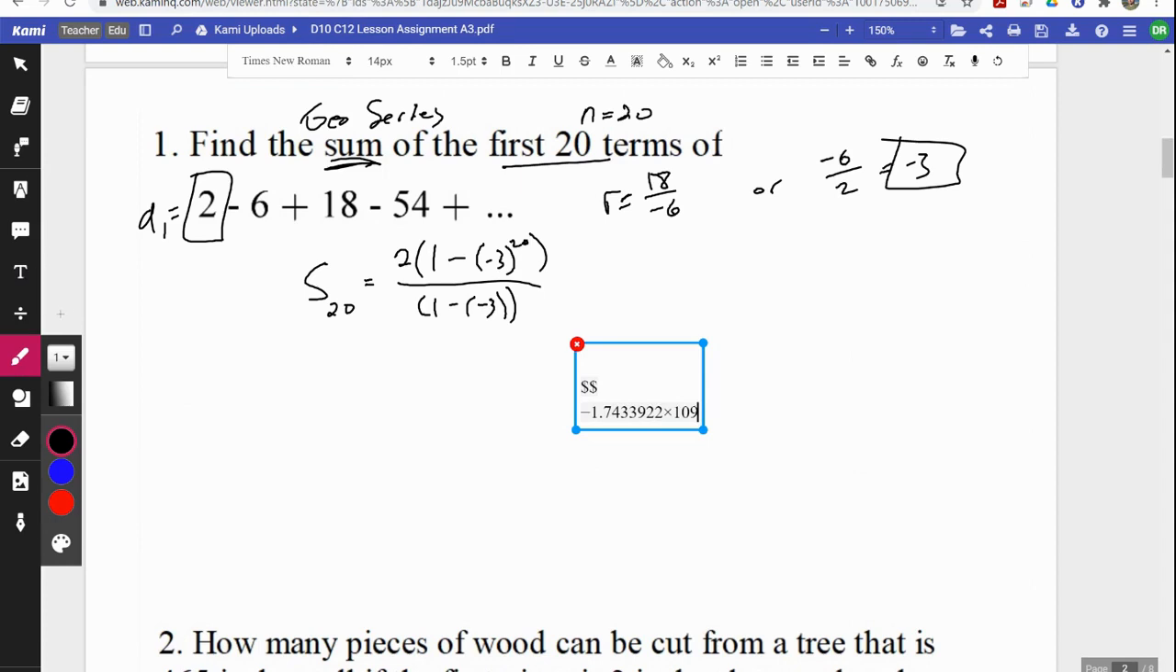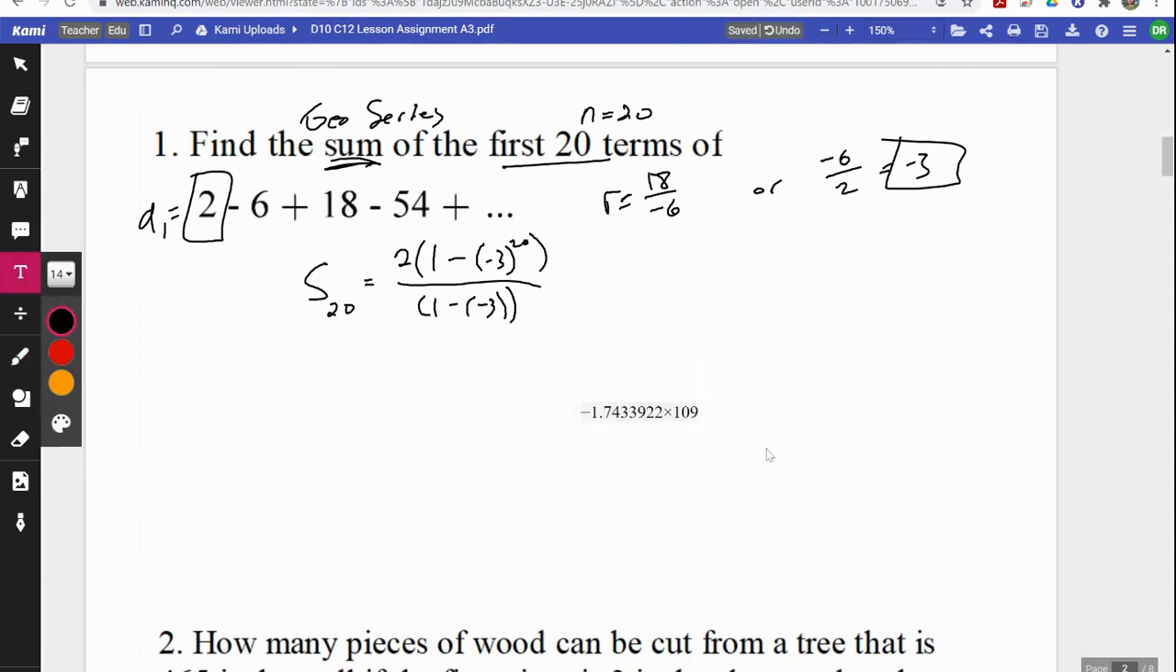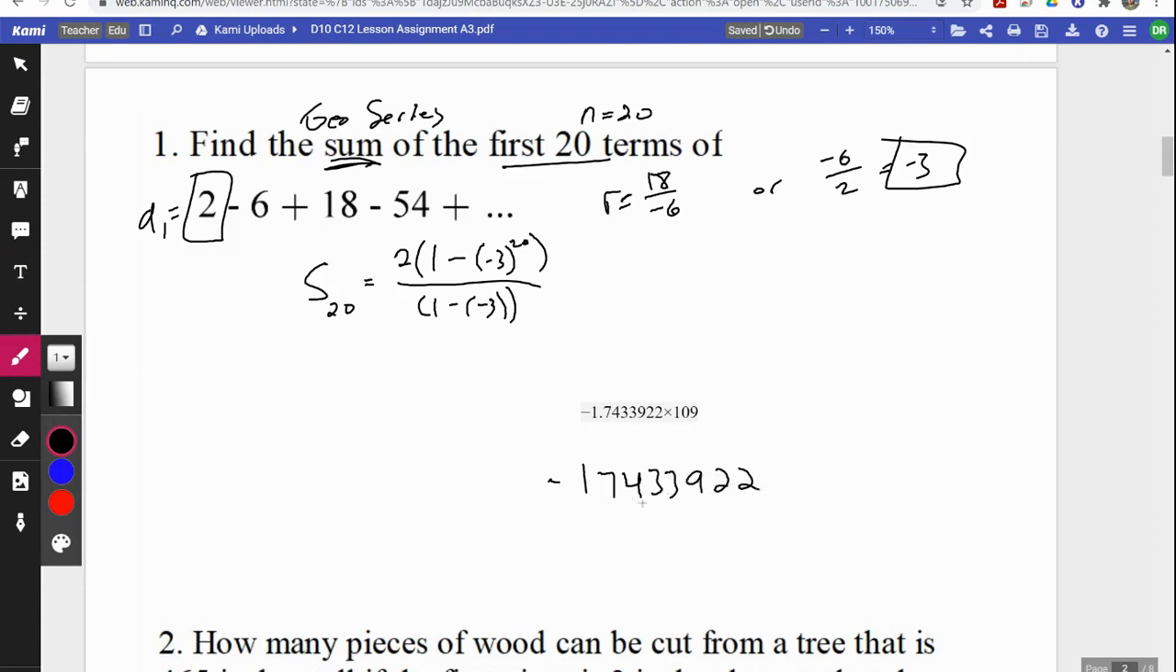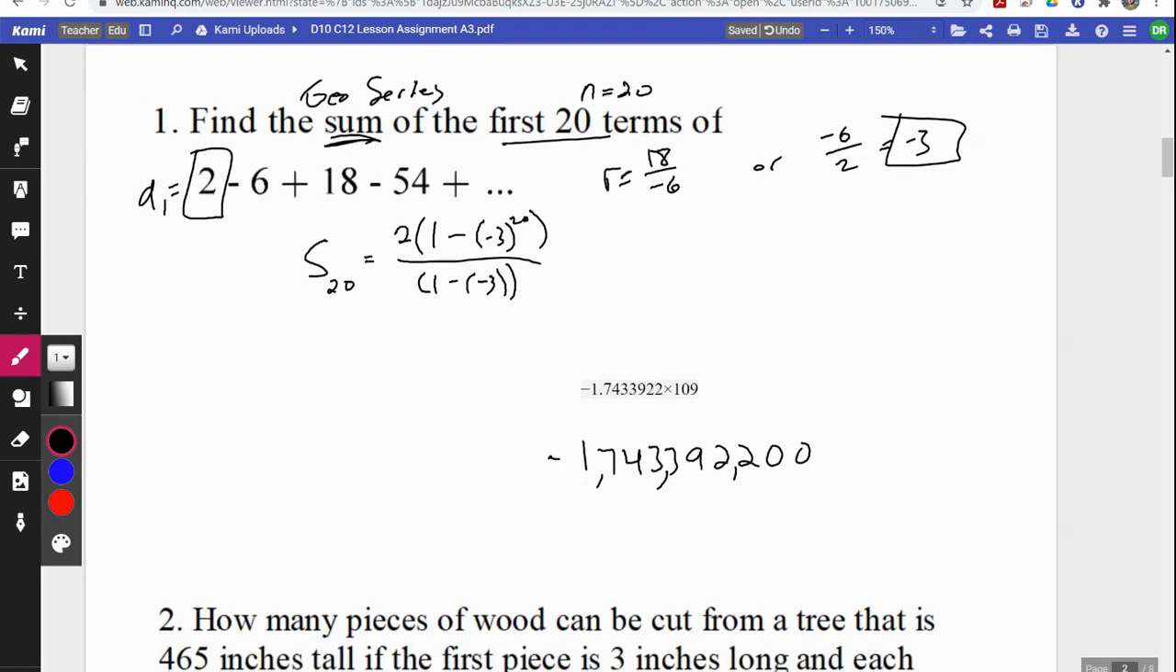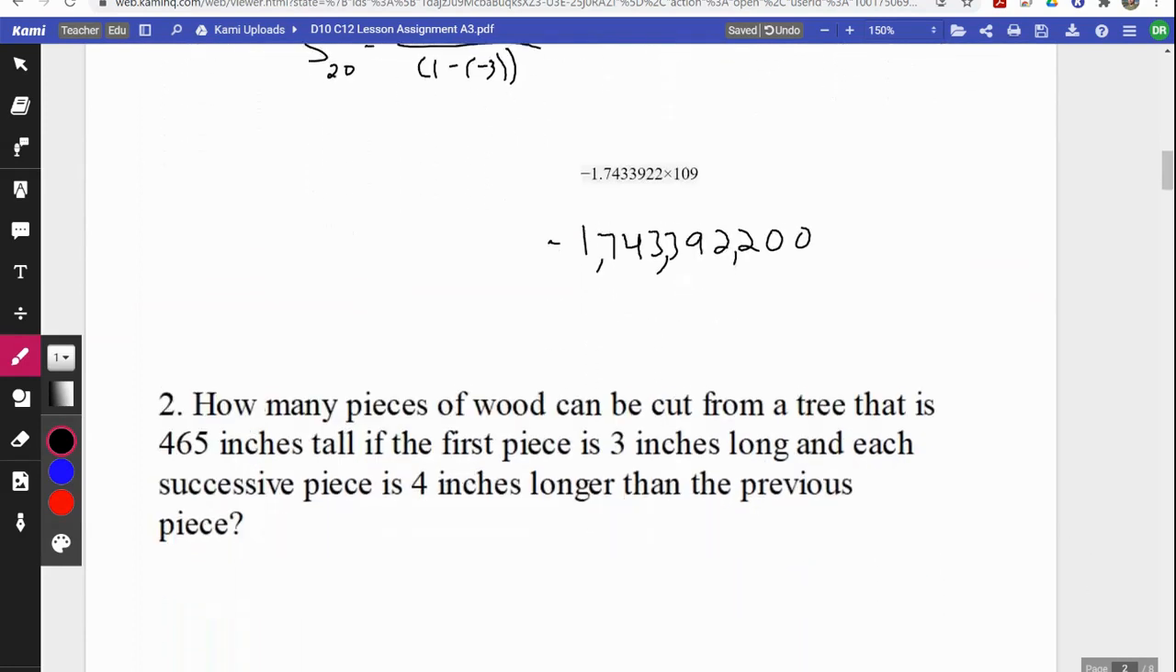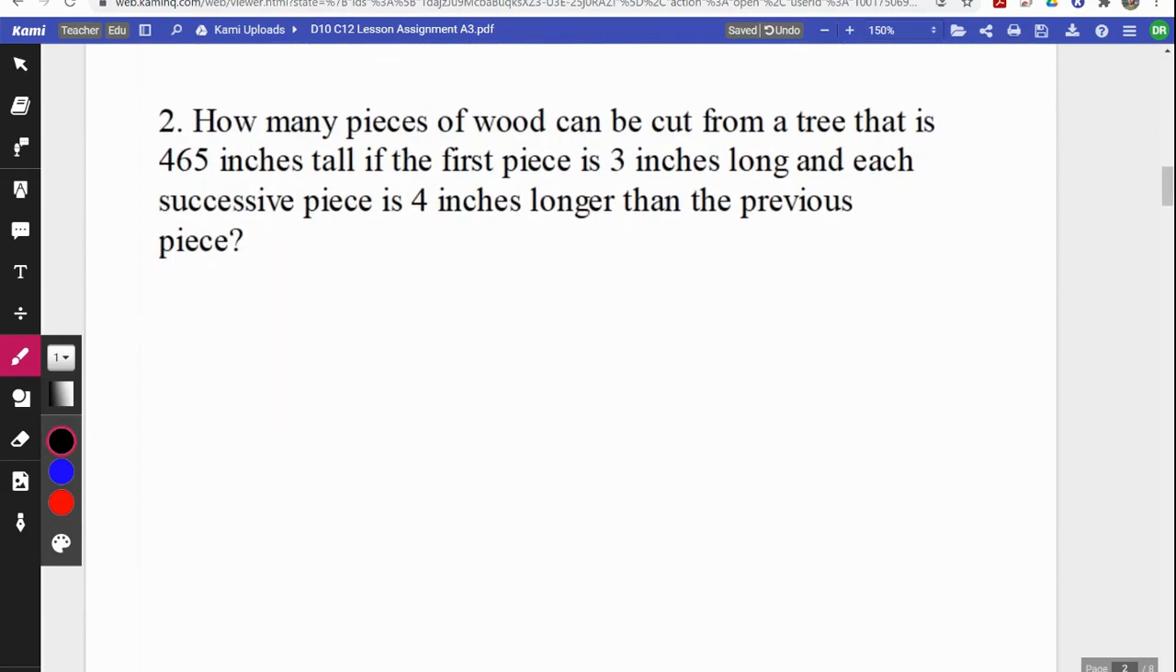Interesting. Okay, so it's basically -1.7433922, 1, 2, 3, 4. That number. -1,743,392,200. Wow. Okay.